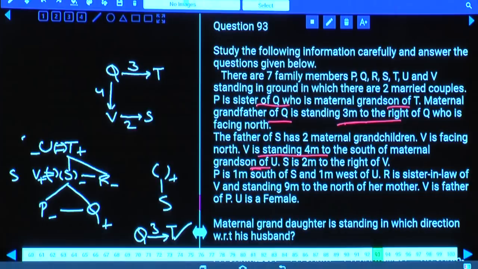P is 1 meter to the south of S. Now how many meters is this P? 1 meter to the south of S and 1 meter to the west of U. So P is 1 meter to the west of U.